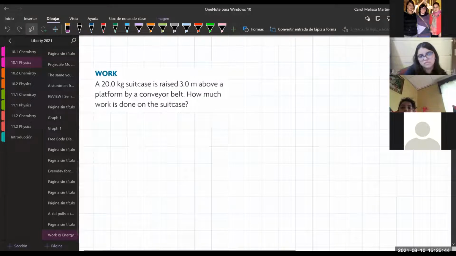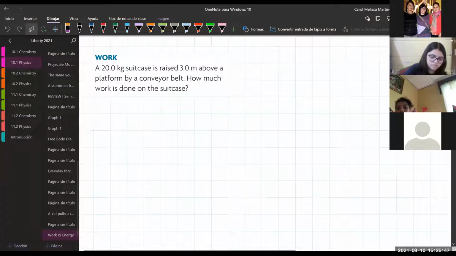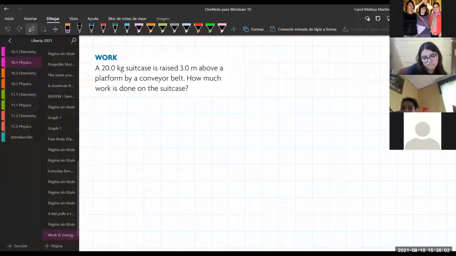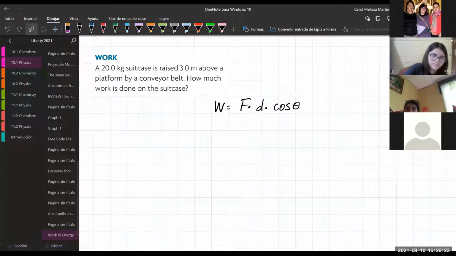Well, it says a 20 kilogram suitcase is raised 3 meters above a platform by a conveyor belt. How much work is done on the suitcase? Now this one is interesting. What do we need to get work? I'm going to write the equation again, the formula. Work is equal to force times distance times the cosine of the angle. That's the formula. Now let's write the givens.